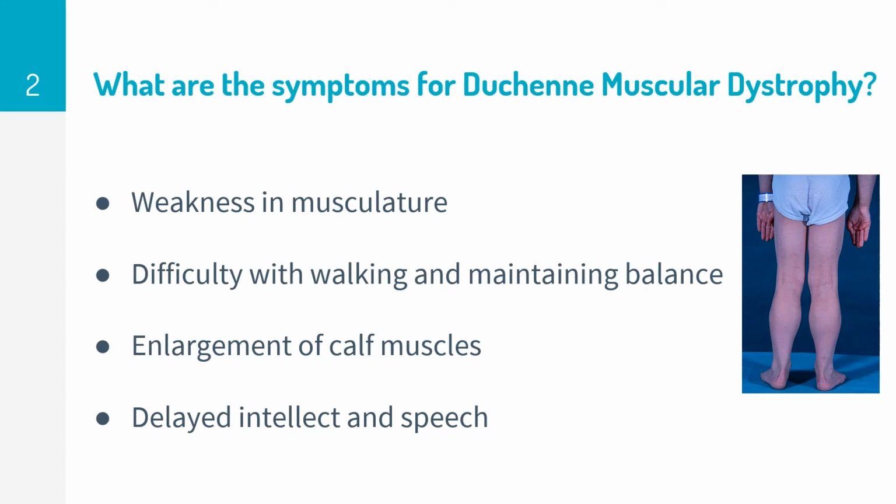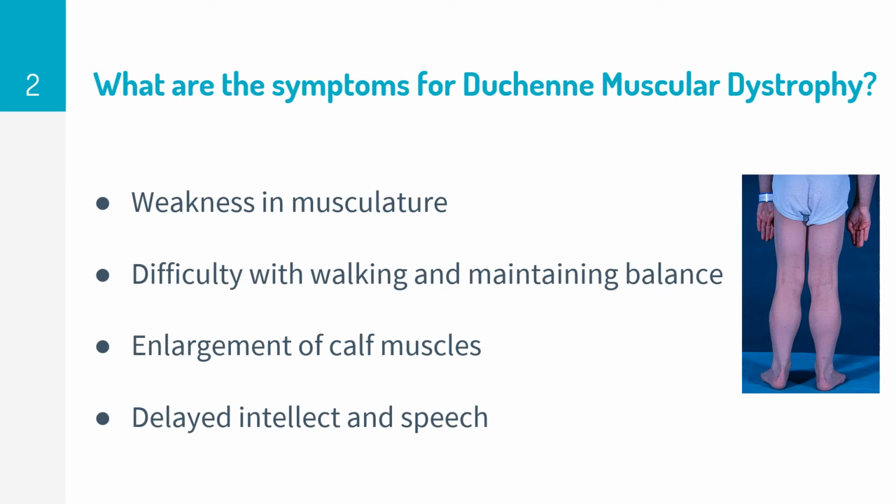The other symptom is difficulty with walking and maintaining balance. What usually happens is children exhibit gait abnormalities, so the way that they walk is not normal, and this is due primarily to the fact that contractures, which is the tightening of muscles, occur, and that prevents them from walking normally. And this leads into our third symptom, which is the enlargement of calf muscles.